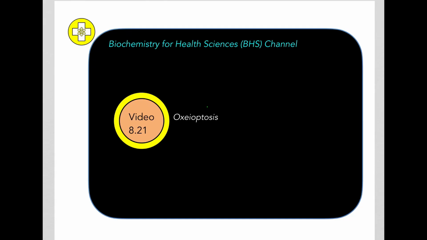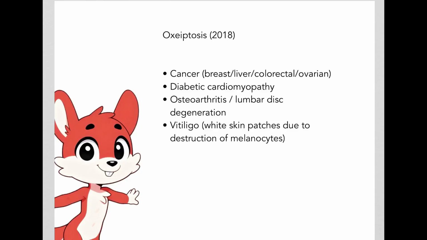In today's video, we shall discuss the programmed cell death called oxieptosis. Oxieptosis, first reported in 2018, is associated with several diseases, including cancer, diabetic cardiomyopathy, osteoarthritis, lumbar disc degeneration, as well as vitiligo, where there are white skin patches due to the destruction of melanocytes.